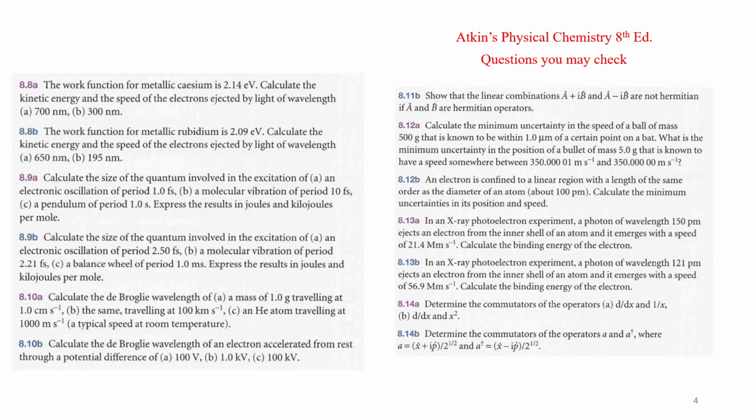Anyway, now what about the 8.11b question? That is the first question we are dealing with, on operators. The question says, show that the linear combinations of A plus iB and A minus iB are not Hermitian if A and B are Hermitian operators. Before solving this, let us remind ourselves of one of the postulates of quantum mechanics, that all quantum mechanical operators are going to be linear and Hermitian.